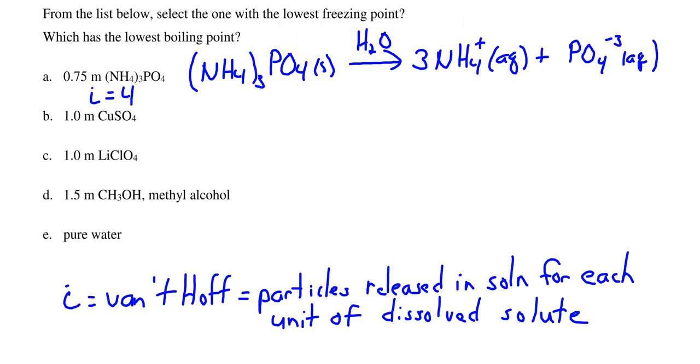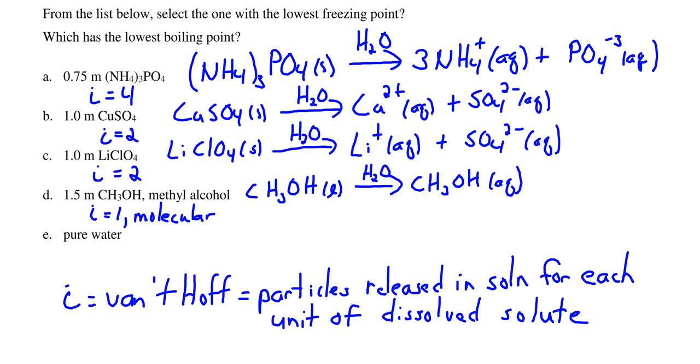Let's look at our first solution, ammonium phosphate. For every mole of ammonium phosphate that dissolves and dissociates, we have 3 moles of ammonium ions and 1 mole of phosphate ions. That means every unit of ammonium phosphate releases 4 particles in solution. Therefore, our Van 't Hoff factor is going to be 4.